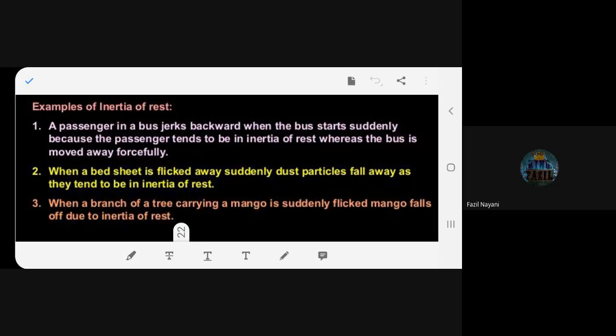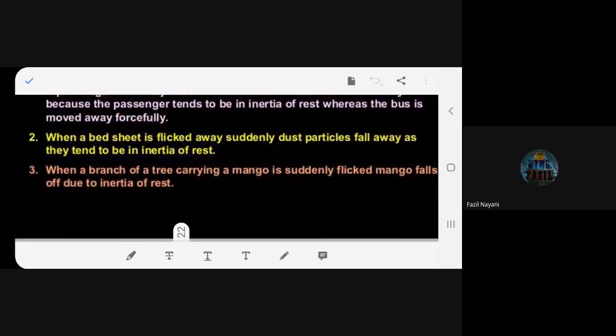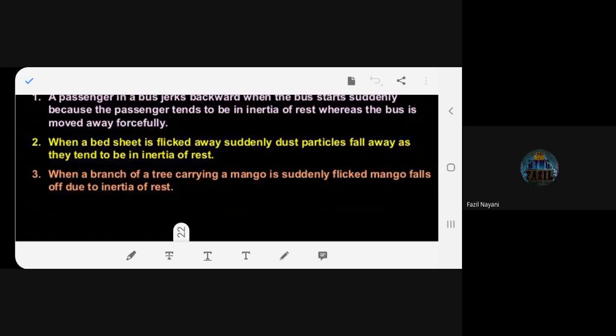Am I right? Yes, ma'am. Because you have the inertia of rest. You are at rest actually, but you also get into motion because the bus is also in motion. You understood? So this is one inertia of rest. Okay. Second one. When a bed sheet is flicked away suddenly, dust particles fall away as they tend to be in inertia of rest. Fine.